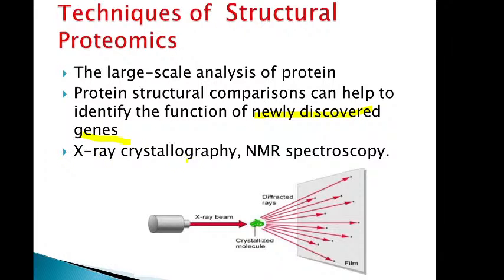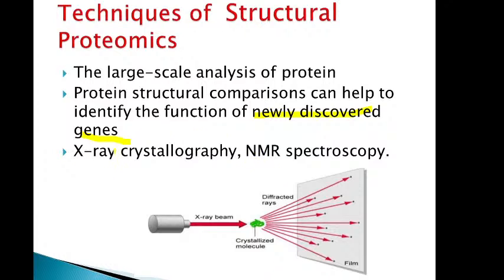So we have X-ray crystallography, we have NMR spectroscopy. By all these we are able to know the structure of the proteins, which is quite helpful to identify the function of a newly discovered gene. Suppose there is some gene which was not discovered before, which is discovered now. By using these structural techniques, we are able to know the functioning of that particular gene.